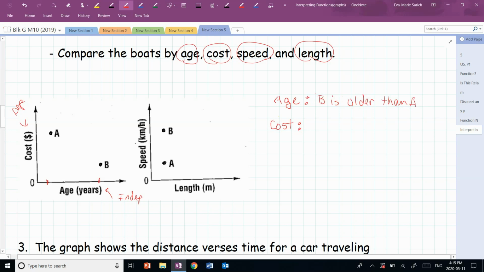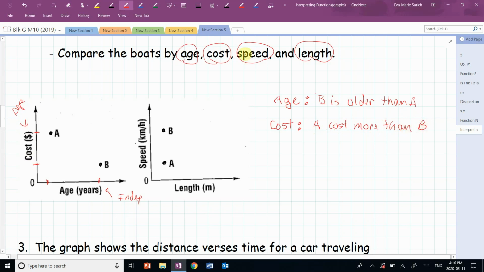The next thing we want to do is we want to look at cost. Okay, so now looking at cost increases as we go up. Here's where A is in cost, and there's where B is. So A is going to cost more than B.